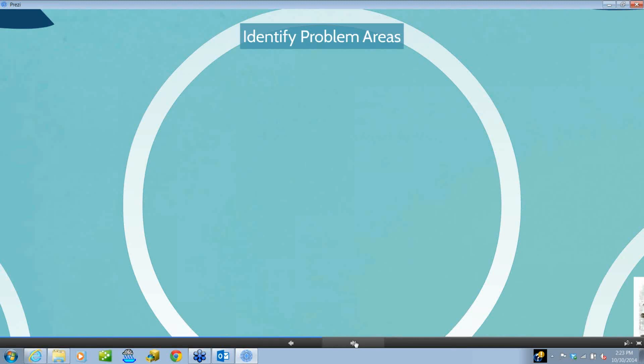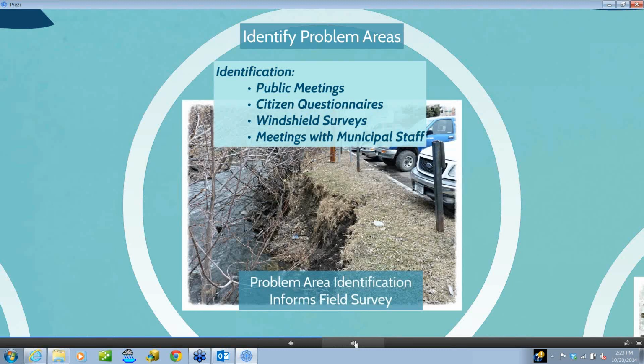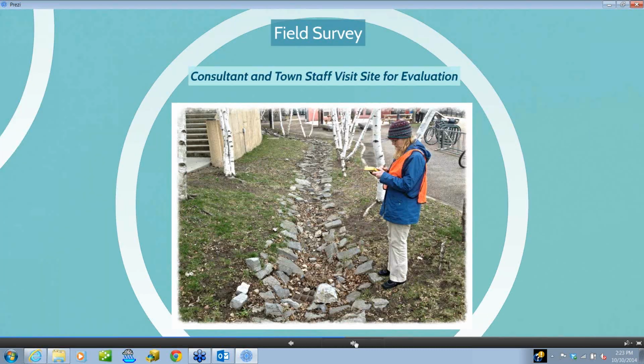So the investigators first identified problem areas by querying the public and talking with the town, completing windshield surveys, and completing problem area ID field survey forms for each one of these hotspot areas. Each site was visited by the consultant and the town staff for evaluation.